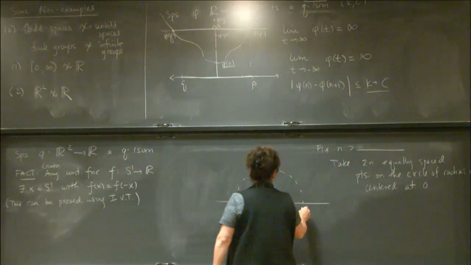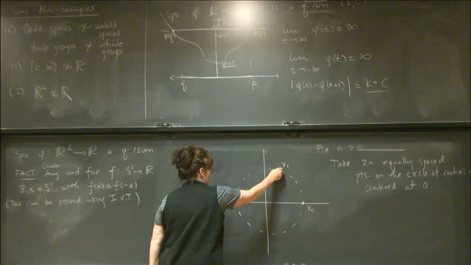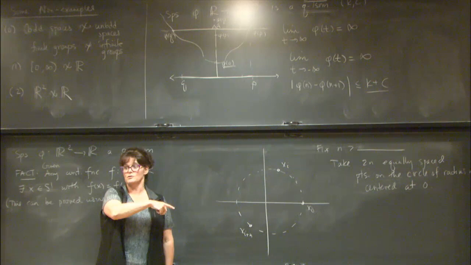And then, maybe this is x naught, and then I've got some points over here. Here's an xi. And what I want is that this over here is xi plus n. Those are antipodal points. That's the way I'm choosing it. Okay.